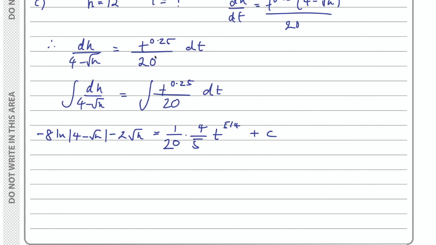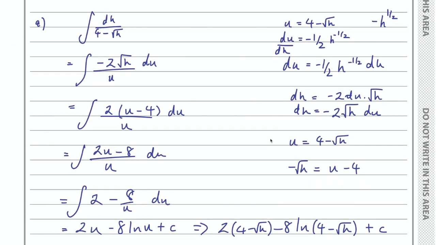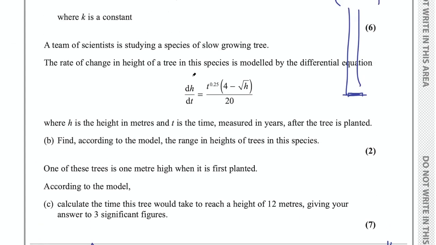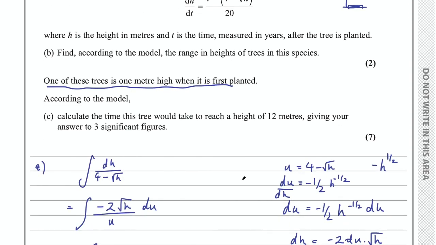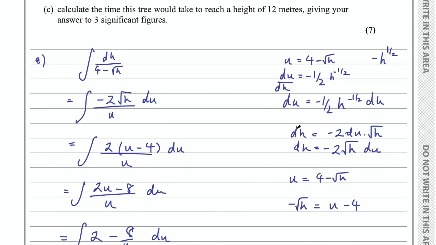Okay, so now hopefully you notice we actually have an equation in terms of h and t, and we have two unknowns. We have a constant, but we can solve for that constant because they give us the height when t equals 0. So that's why this piece of information was important. They tell us one of the trees is 1 meter high when it is first planted. So that's going to allow us to solve for the constant in this equation, and then we can plug in h equal to 12 to solve for t.